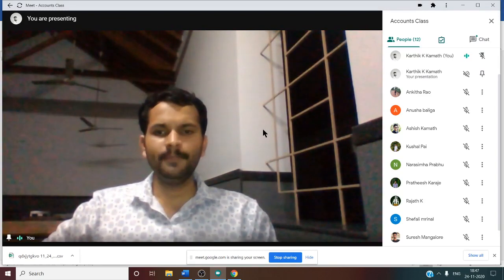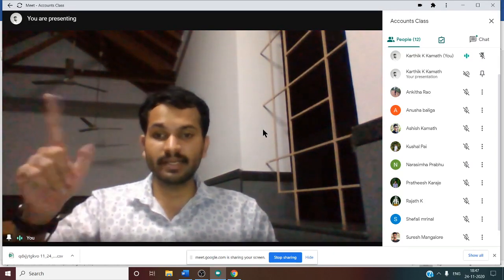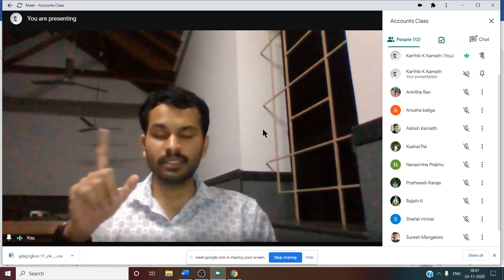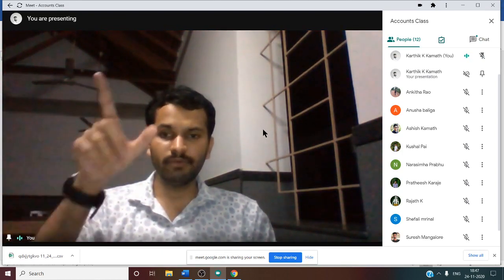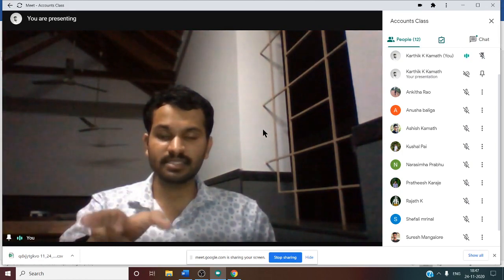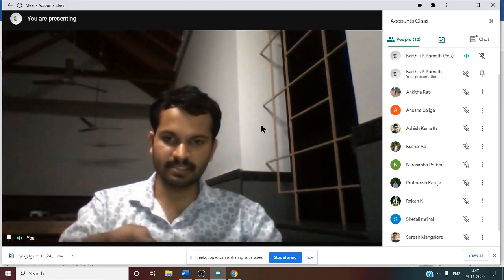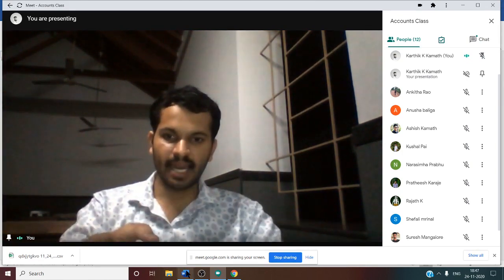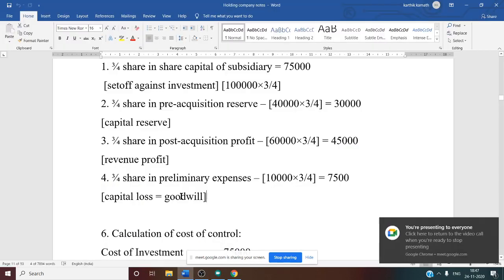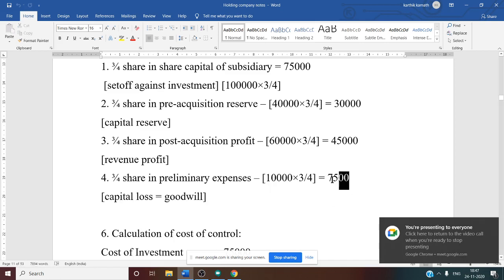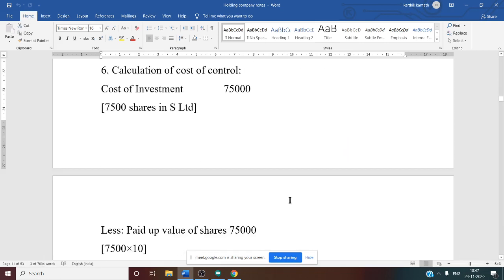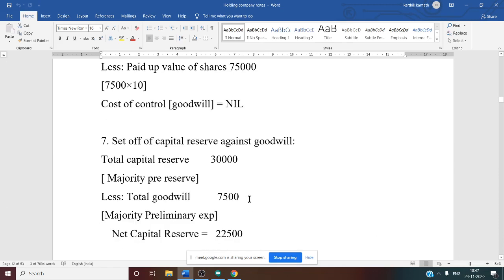See, very simple. Whenever we are calculating the set off of capital reserve against goodwill, we have to see the majority interest working note. That is why it is very, very important among all the working notes. When we see the majority interest working note, there is a concept of preliminary expenses in this particular problem. And preliminary expenses, if you see, we have written as capital loss. So the goodwill amount is from preliminary expense. This amount, 7,500. There is no other goodwill. So total goodwill is 7,500.